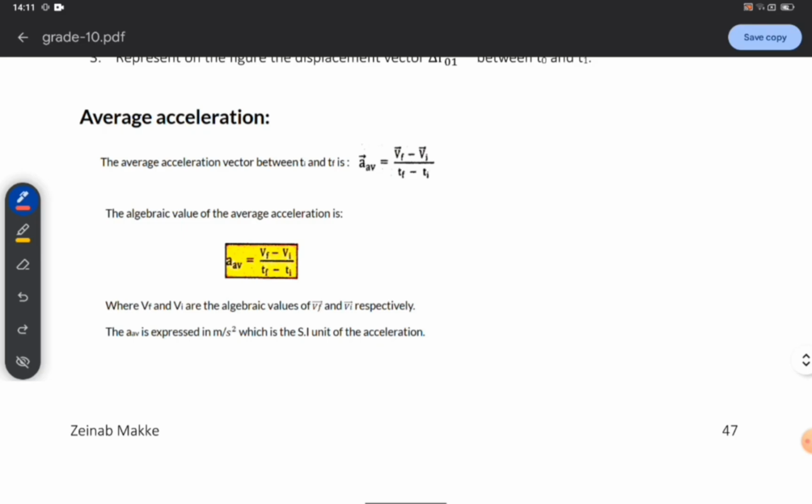The algebraic value of the average acceleration is A average equal V final minus V initial over T final minus T initial, where V final and V initial are the algebraic values of V final vector and Vi vector respectively. The A average is expressed in meter per second square, which is the SI unit of the acceleration.